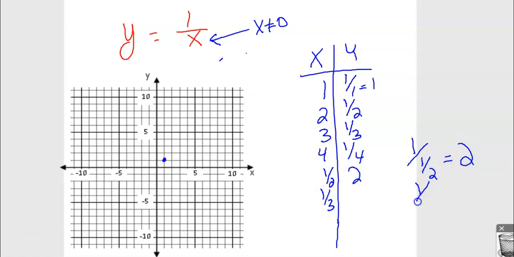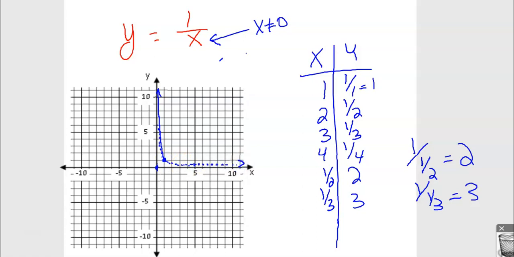1/3. So 1 divided by 1/3 is 3. So if I start graphing this, notice what's going to happen. This is going to get very, very close, but never actually hit. Remember, x equals 0 cannot happen. You cannot have x equals 0. And so here, this is going to get very, very tiny, and it's going to look like that.